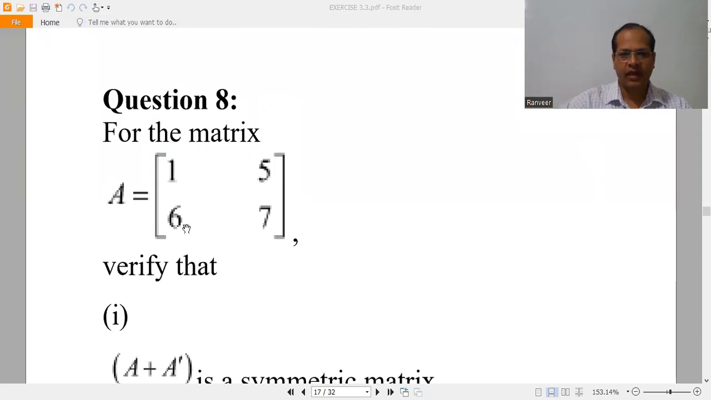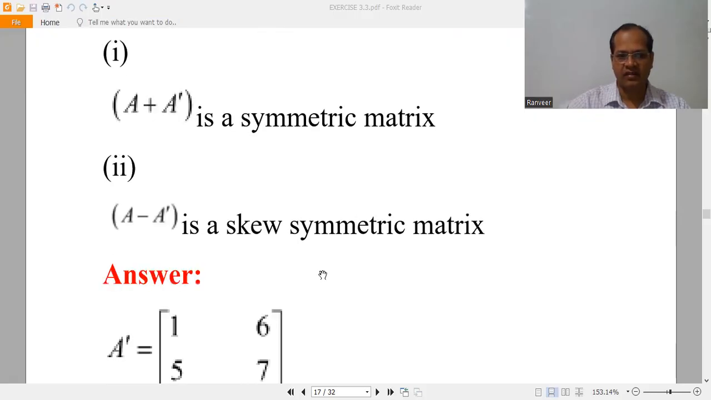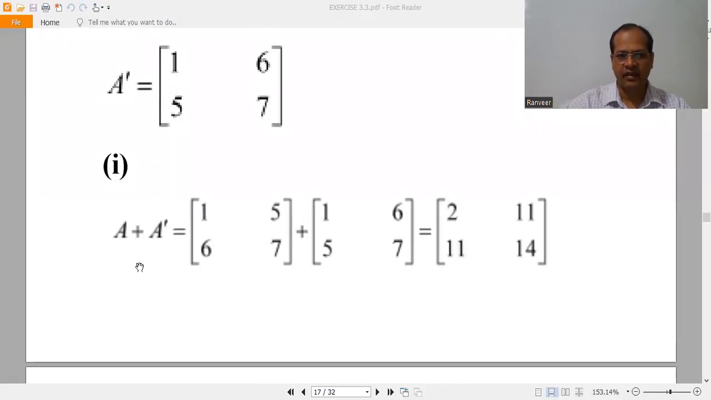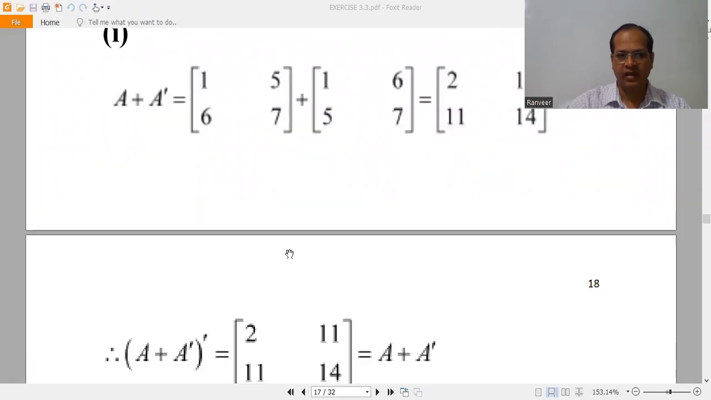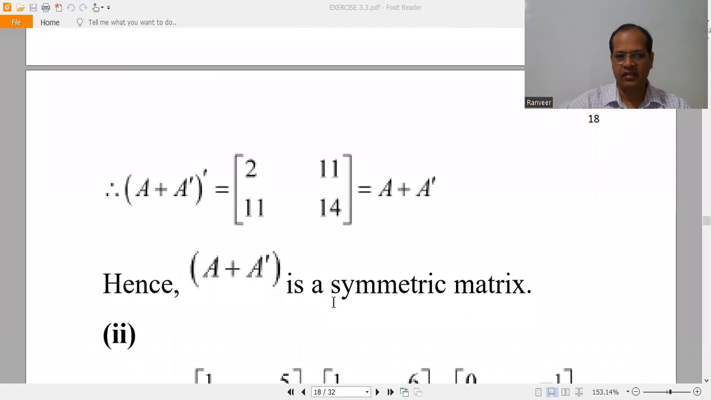For the matrix [1, 5, 6, 7], verify that A plus A transpose is symmetric and A minus A transpose is skew symmetric. Sometimes the complement is also called the transpose. So we have to find A transpose, and just add. A plus A transpose, transposed, is equal to A plus A transpose. So this we can verify, and this is nothing but a symmetric matrix.